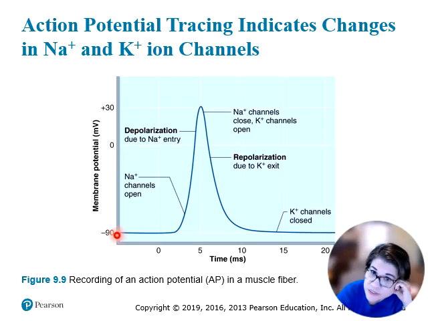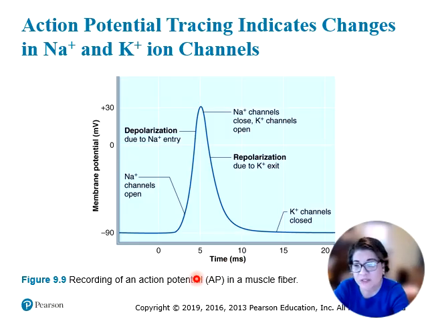They start out negative, so you can see negative 90. When the action potential starts, that's going to cause the sodium channels to open, and then the charge is going to go up because they're flooding with sodium, inside the cell. Once it reaches a certain point, the sodium channels are going to close and the potassium channels are going to open, and then potassium is going to leave the cell, and that'll drop the charge, and sometimes it overshoots a little bit and then comes back to normal. Okay, so that's what's happening in the muscle fiber when it is contracting.